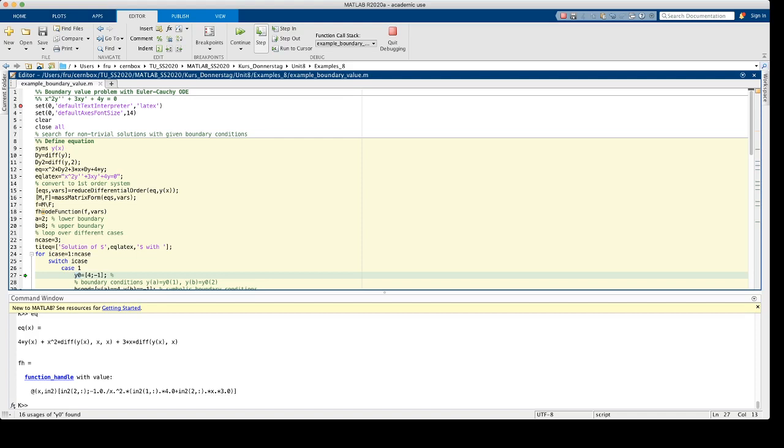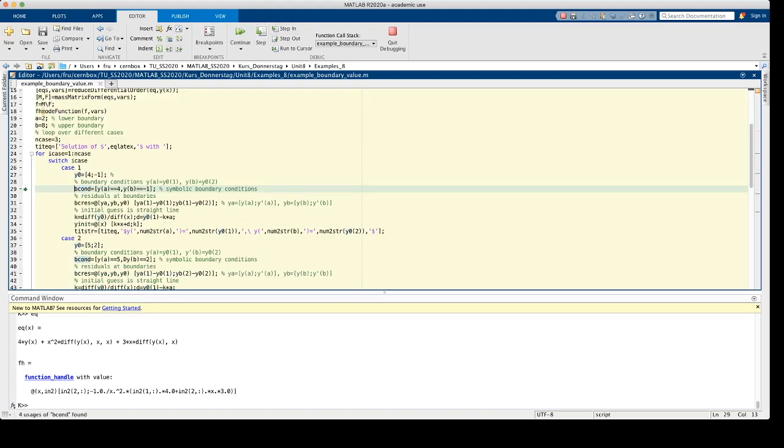Now what do these numbers mean? Well, we want the function value at the lower boundary a to be equal to the first element of y0, and we want the function value at the upper boundary b to be equal to the second value in y0. So y of a should be the first element, 4, and y of b should be the second element, -1. In line 29 we can express these boundary conditions symbolically.